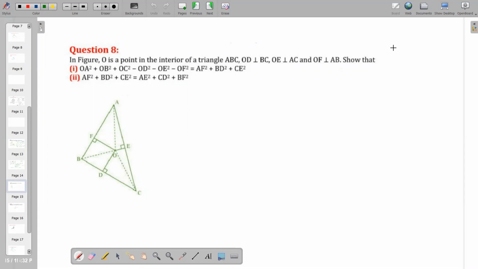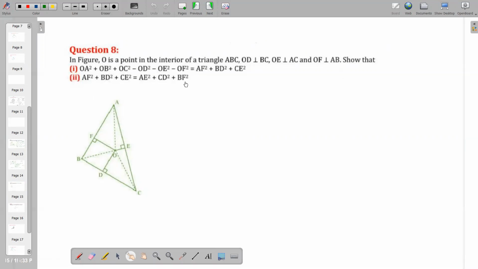What's the given here? In the figure, O is a point interior of a triangle ABC. Correct? OD is perpendicular to BC, and OE perpendicular to AC, and OF perpendicular to AB. Show that OA square plus OB square plus OC square minus OD square minus OE square minus OF square equal to AF square plus BD square plus CE square. Correct? The same way, AF square plus BD square plus CE square equal to AE square plus CD square plus DF square. So this one we need to prove.